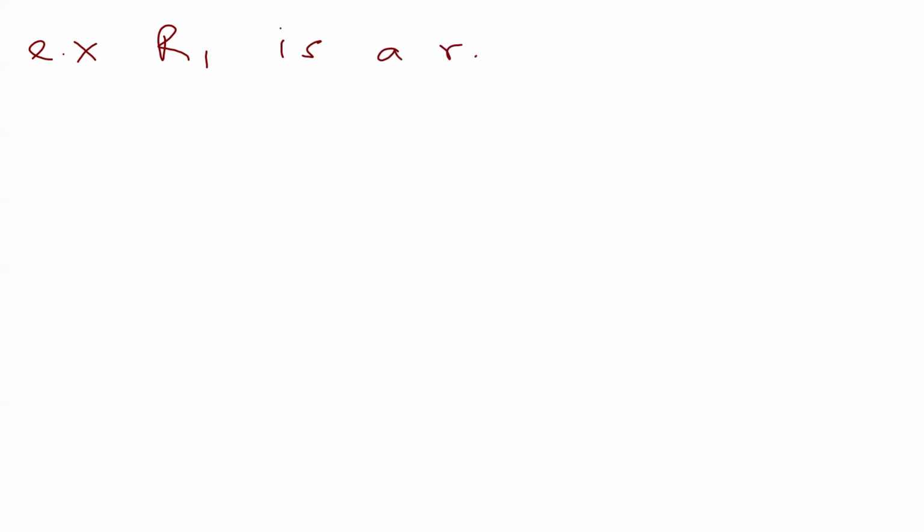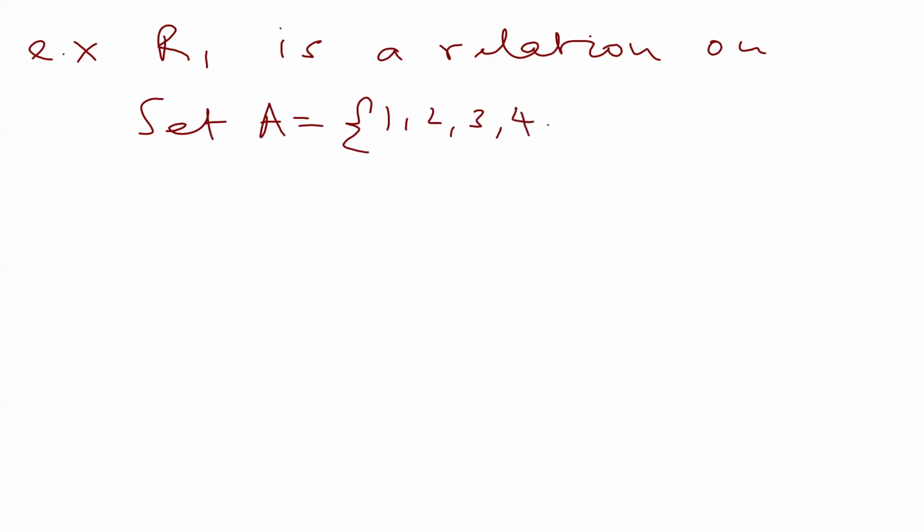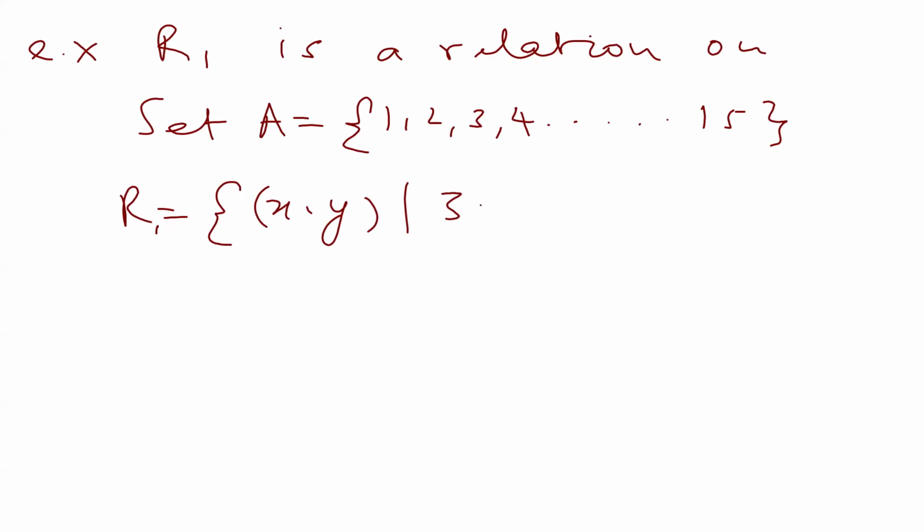The next example, R1 is a relation on set A, where set A is 1, 2, 3, 4 up to 15. And R1 is defined as (x, y), an ordered pair, such that 3x minus y is equal to 0. So this is the relation R1.